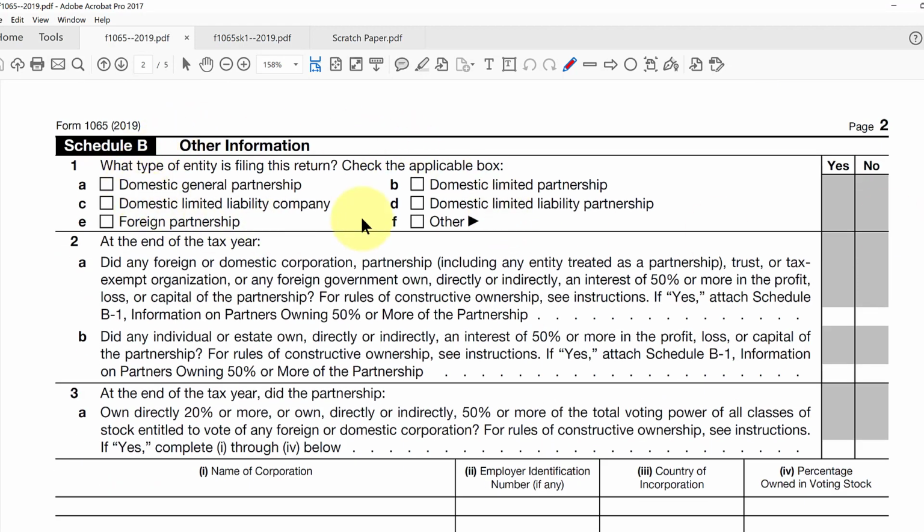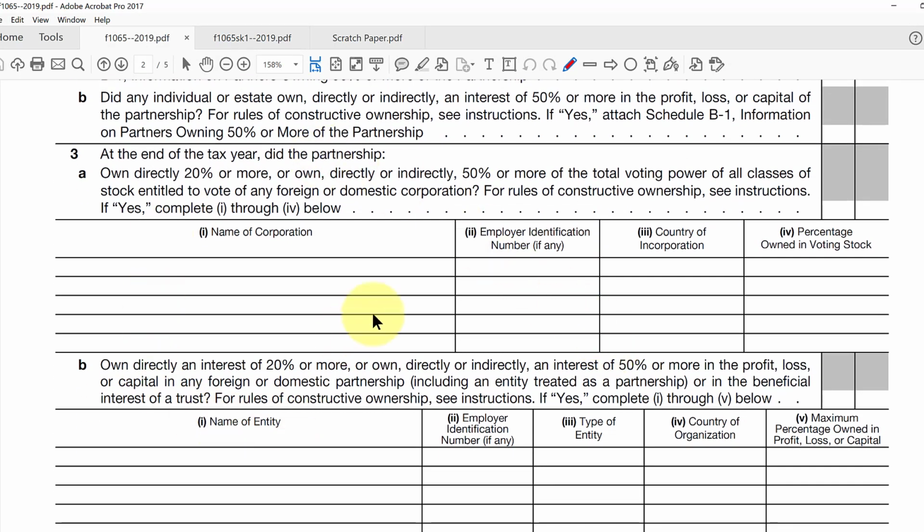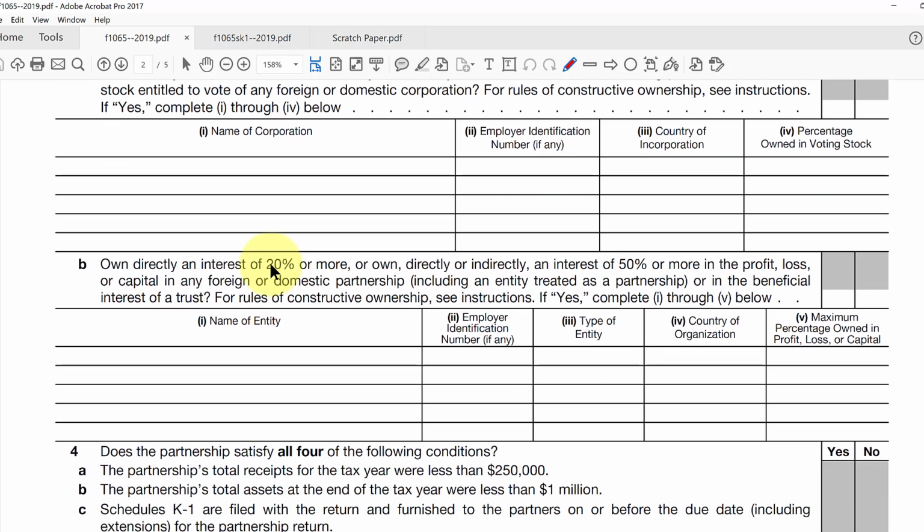Things like what type of entity, and we talked about this in a previous video. In this case, domestic means US, not just from a specific state. And outside of the US would be a foreign type of partnership. Here we're disclosing who the owners are, and if they have more than 50% interest in the partnership, you may need to prepare a Schedule B-1 and attach it to this Form 1065. Or maybe our partnership is a partner in another partnership. So that has to be disclosed over here, listing out the name of the partnership or the name of the corporation in which our partnership is a shareholder.